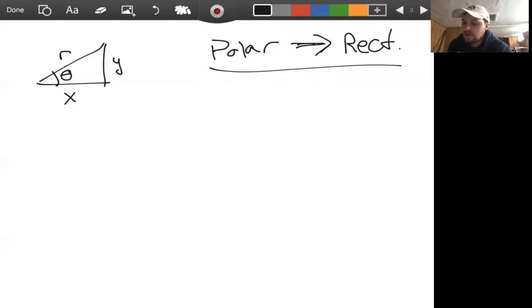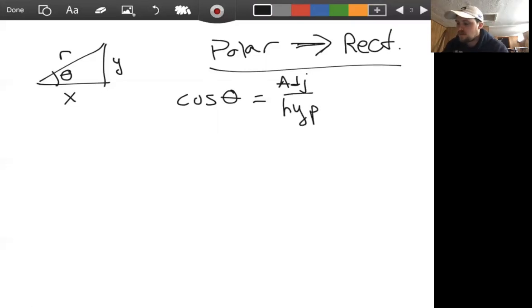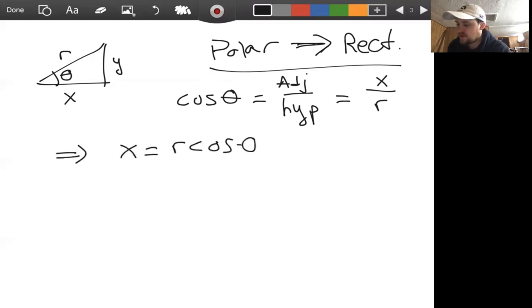So what do we know about right triangles? Well, since we've taken trig, we have a few relationships here. We know that cosine of theta is adjacent over hypotenuse, which for this triangle is going to be, the adjacent is x and the hypotenuse is r. So this means we have cosine theta equals x over r. Well, that means x equals r cosine theta.